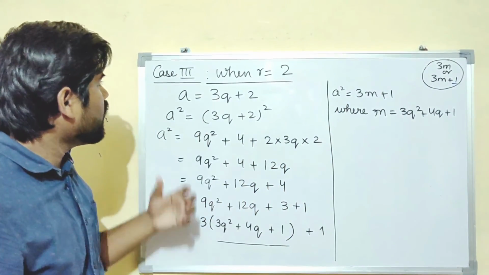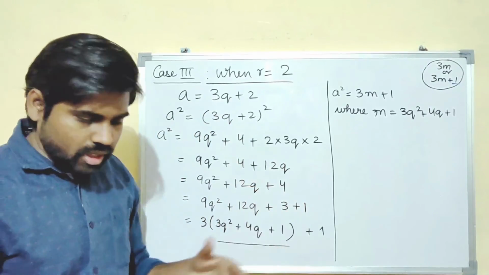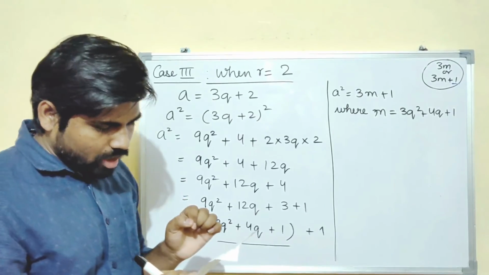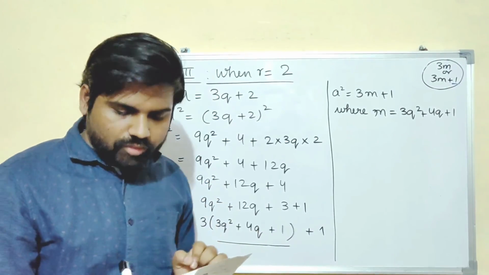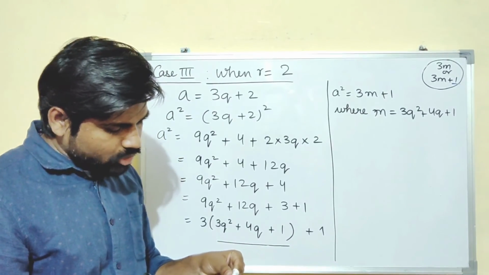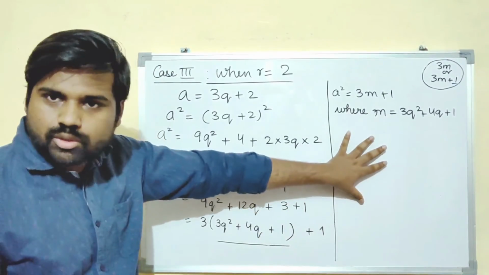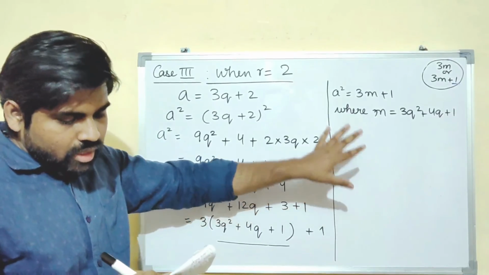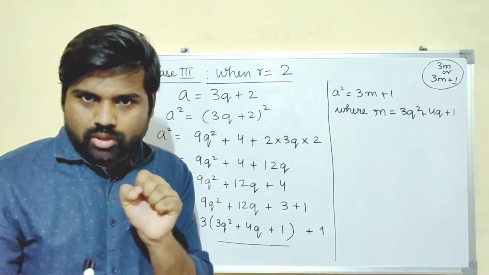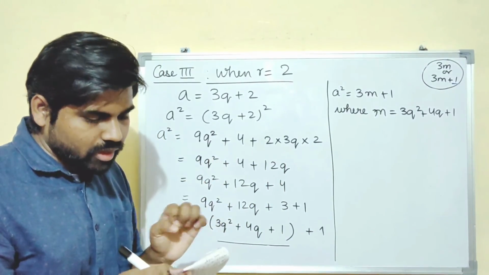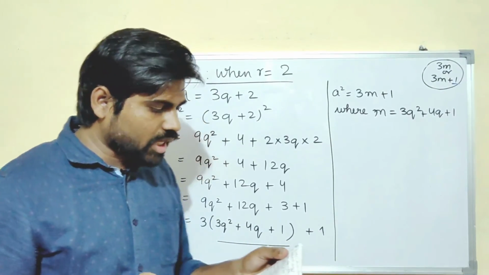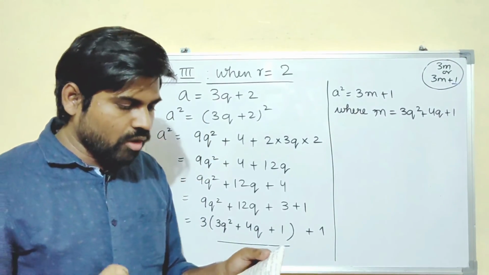Okay, so let us conclude this question. What is in the question? It says use Euclid's division lemma to show that the square of any positive integer is either of the form 3m or 3m plus 1 for some integer m. So we will conclude this question as that the square of any positive integer, don't need to write that use Euclid's division lemma. You will write from here that square of any positive integer is either of the form 3m or 3m plus 1 for some integer.